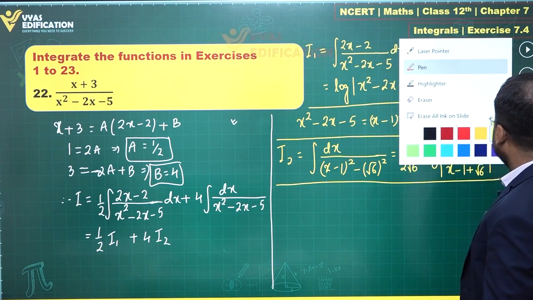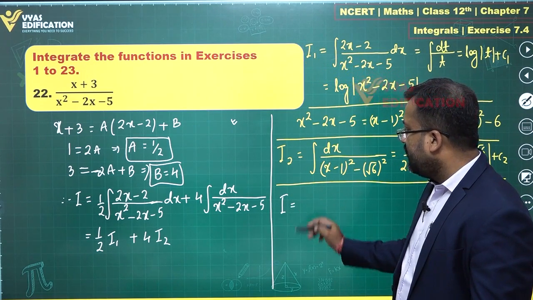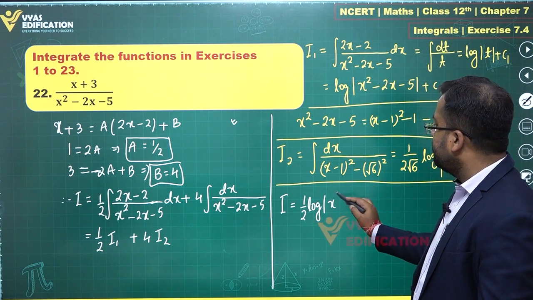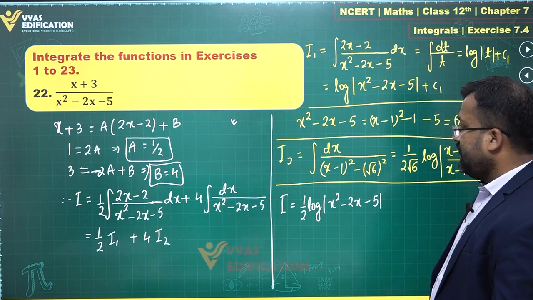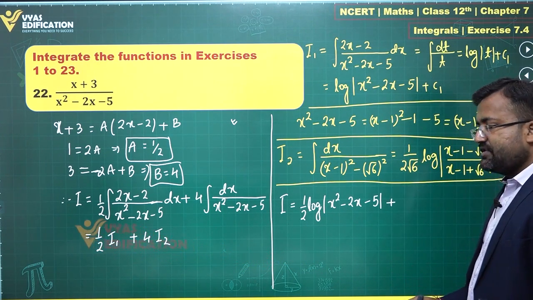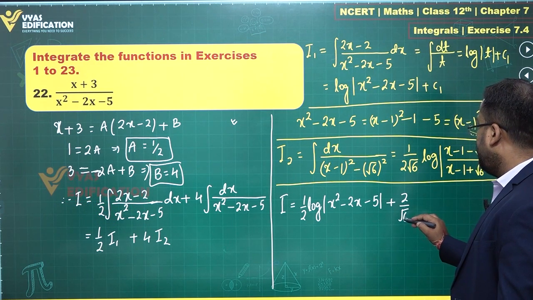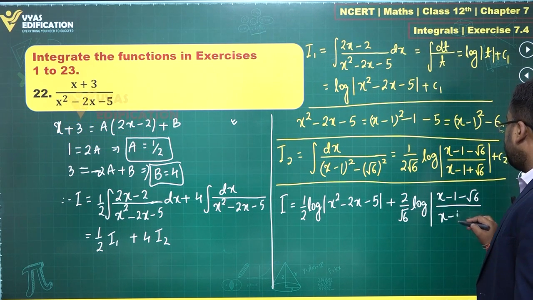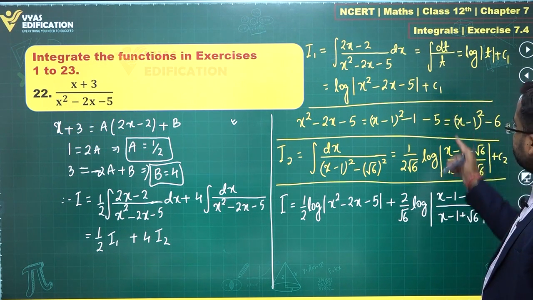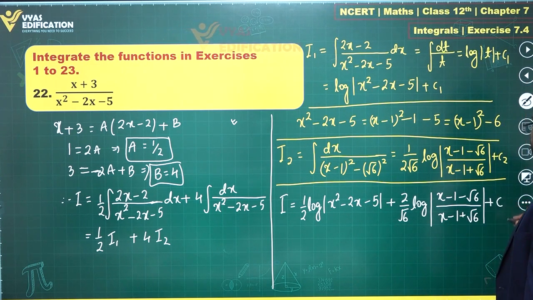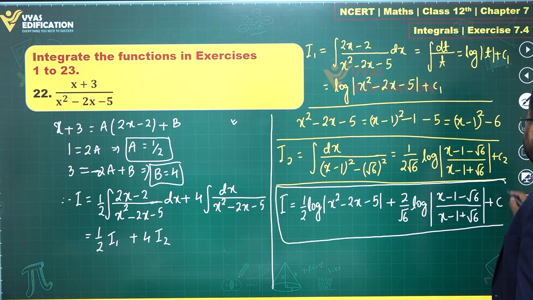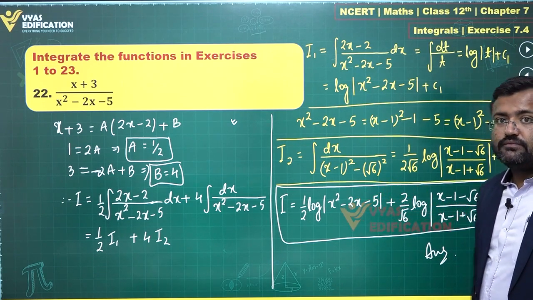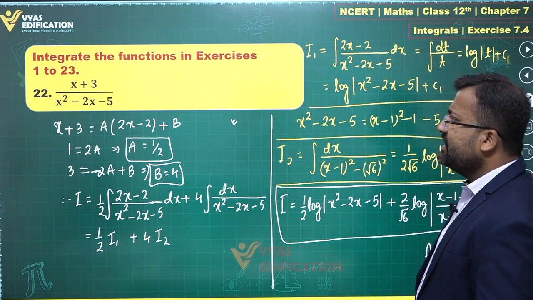And therefore, I can easily write I. Now, I is equal to half of I1, log modulus x square minus 2x minus 5, plus 4 by 2 root 6, which is 2 upon root 6, log modulus x minus 1 minus root 6 over x minus 1 plus root 6, and combining c1 and c2, we get another constant of integration c, and that is my final answer for this question. This is question number 22 for us. Next, let's move on to question number 23.